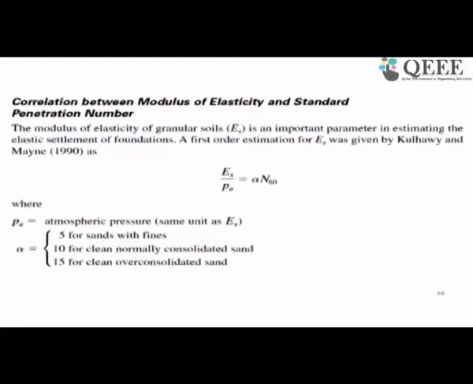The N value also can be used to find out the modulus parameters. As you can see here, the ES is related with the N60 with a coefficient alpha, where PA is the atmospheric pressure, and alpha varies from 5 to 15: 5 for sands with fines, 10 for clean normally consolidated sand, and 15 for clean over consolidated sand. So as you see here, if you get the N60 value, you can directly calculate the stiffness or the modulus parameters of the ground.